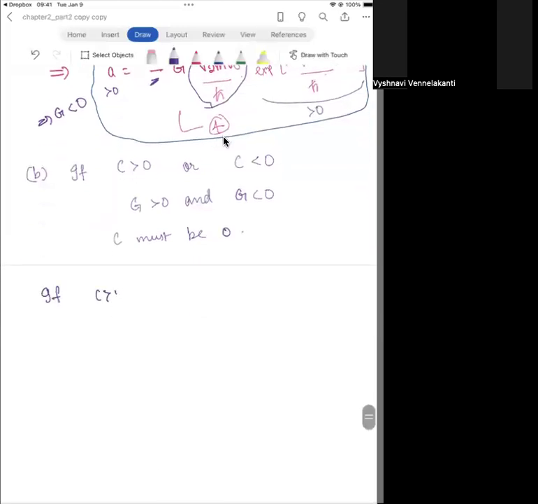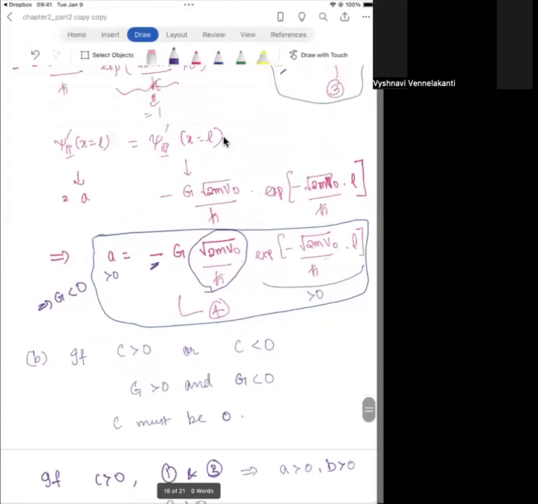So if C is greater than 0, if C is positive, equations 1 and 3 imply that A is positive, B is positive, like C is anyway positive. That's what we started with. Now equation 2 implies G is positive, but equation 4 implies that G is negative. Now how can G be both positive and negative? So that's the contradiction that we're going to get.